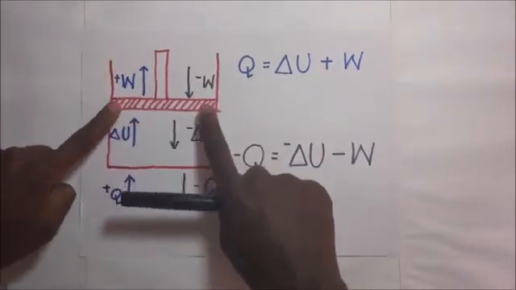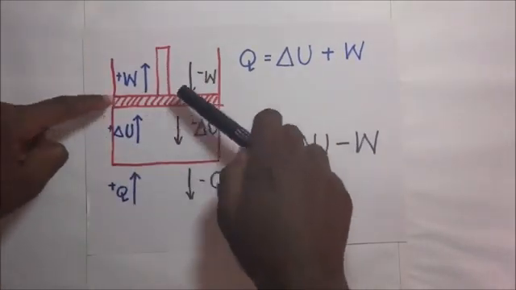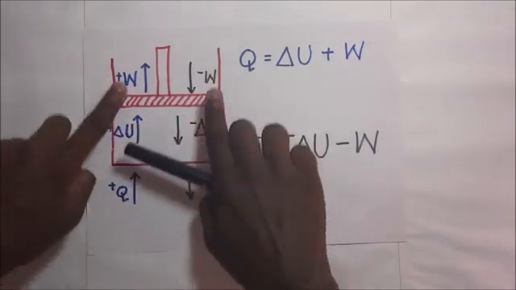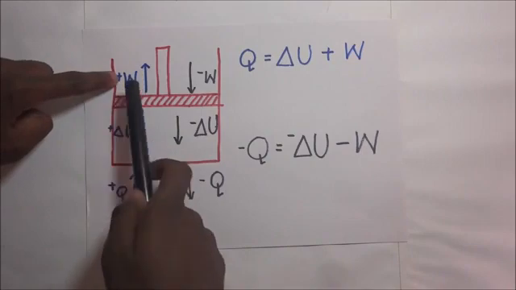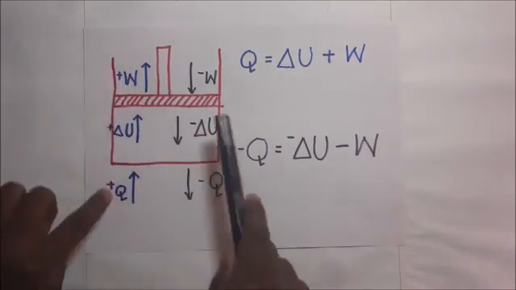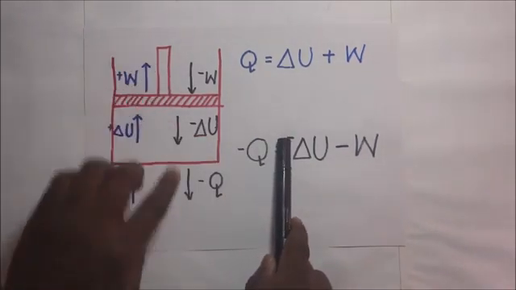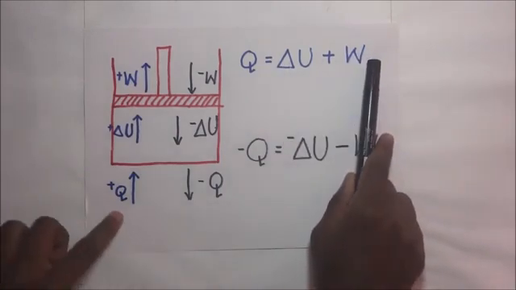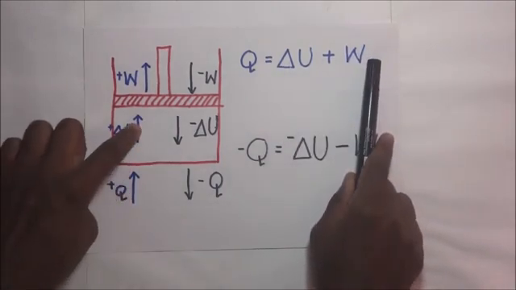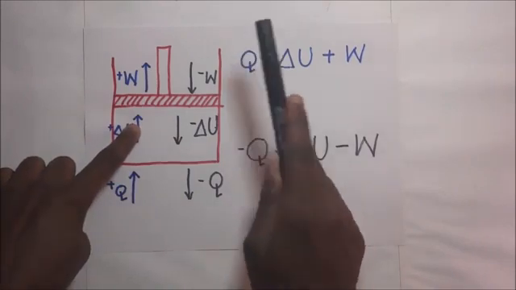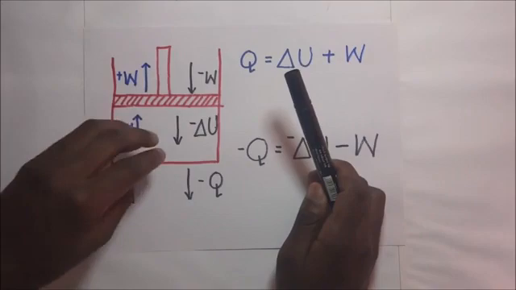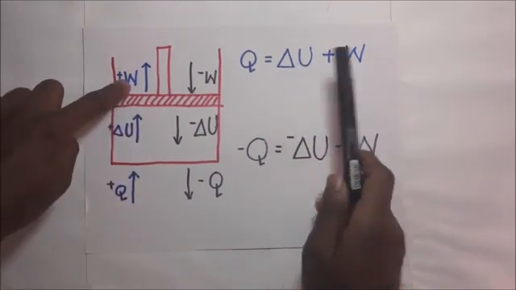When it pushes this piston up, it means that the system is doing work on the surrounding. When the system does work on the surrounding, that is why we're having positive W up. So you see all these arrows are pointing up, and that's the convention in this context. So it means that when heat is flowing into the system, it's a positive Q. And when the system is doing work on the surrounding, it is a positive W.